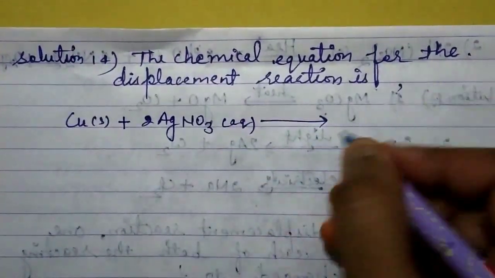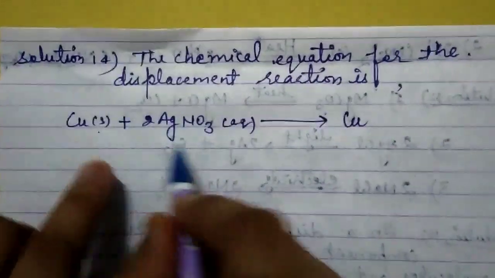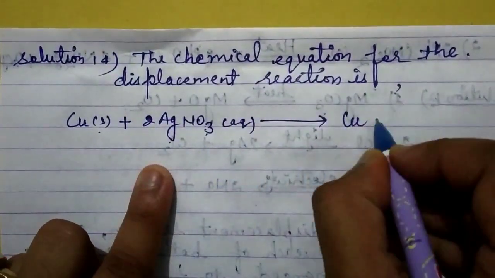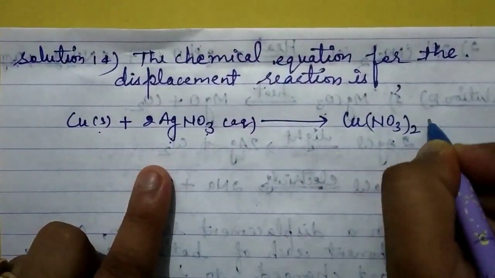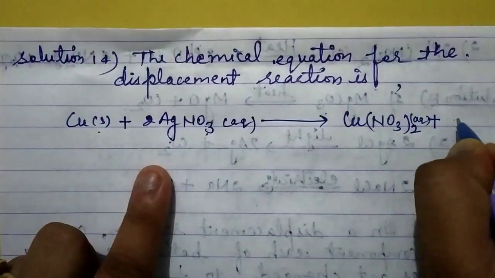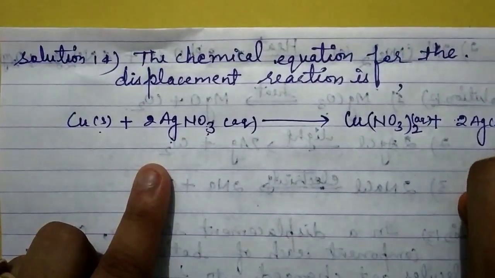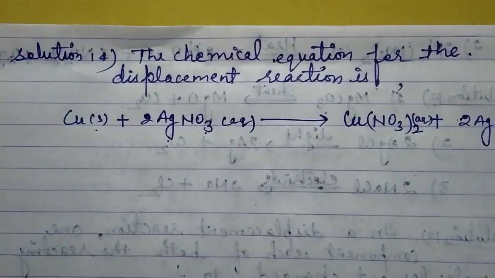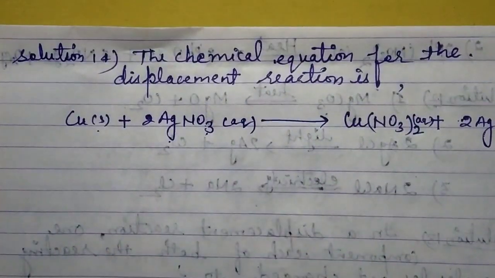After reacting, give rise to कॉपर नाइट्रेट. कॉपर नाइट्रेट के साथ इसको डिस्प्लेस कर देगा. Cu(NO3)2 aqueous plus 2 Ag. Okay, that will be the final equation of chemical equation for displacement reaction.